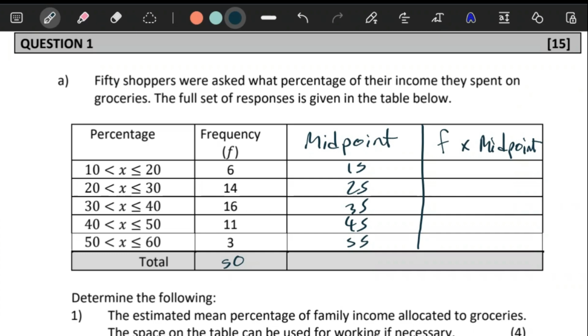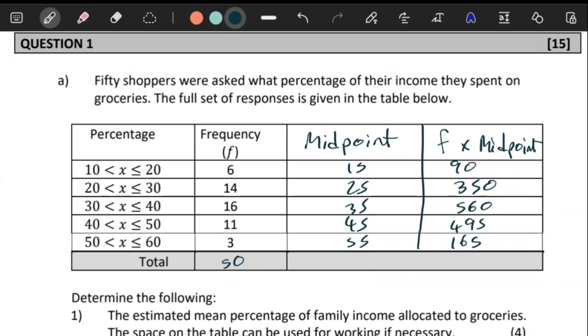So the calculator says here 15 times 6 is going to give us 90. 25 times 14. Woo! Big number. I was about to work that out without the calculator. So 25 times 14, sorry, 350. 35 times 16 is giving us 560. 11 times 45 is giving us 495. 3 times 55 is giving us 165.